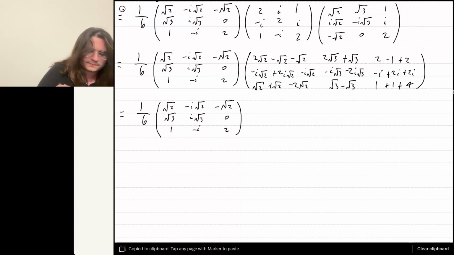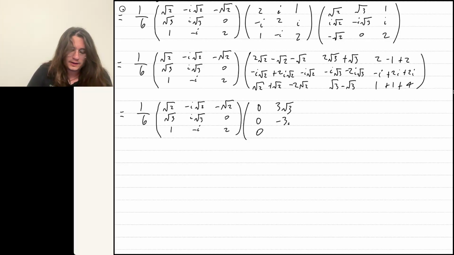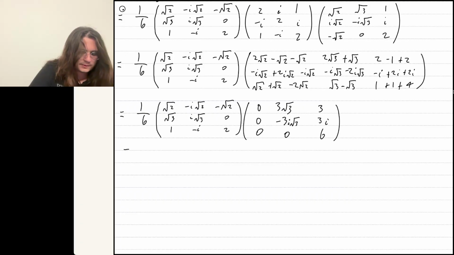Okay. Simplifying. 2 minus root 2 is 0. Minus i root 2 plus 2i root 2 is 0. Root 2 plus root 2 minus 2 root 2 is 0. 2 root 3 plus root 3 is 3 root 3. Minus i root 3 minus 2i root 3 is minus 3i root 3. Root 3 minus root 3 is 0. 2 minus 1 plus 2 is 3. Minus i plus 2i is 3i. And then 6. And then we can multiply these together.